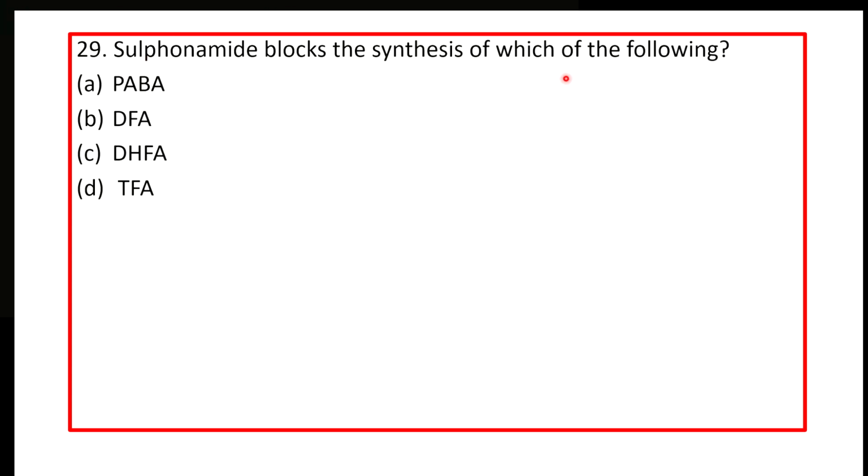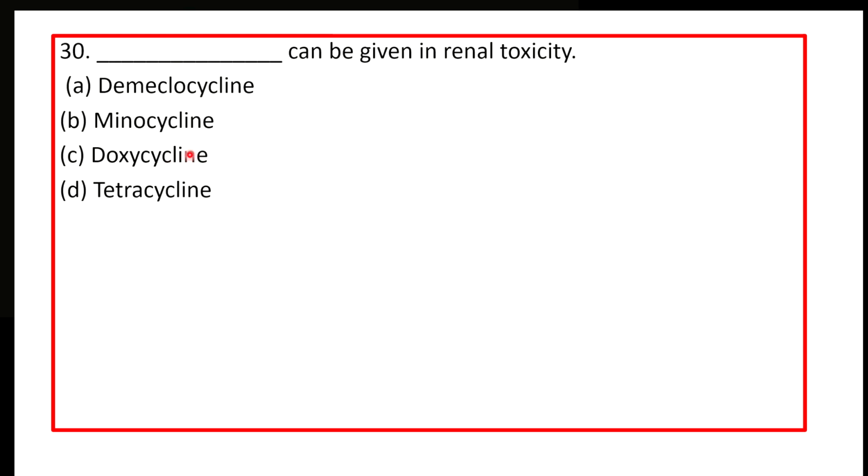Sulfonamide blocks the synthesis of which of the following? PABA, DFA, DHFA, TFA. And I know you know the long forms of all those. What is DFA? Let me know in the comment section. What is DHFA? Let me know in the comment section. And TFA. Sulfonamides are a very important category of antibiotics, and they block the synthesis of, yes, dihydrofolic acid.